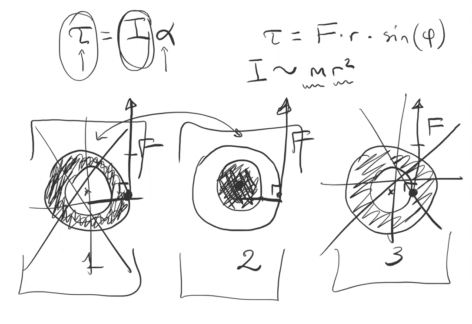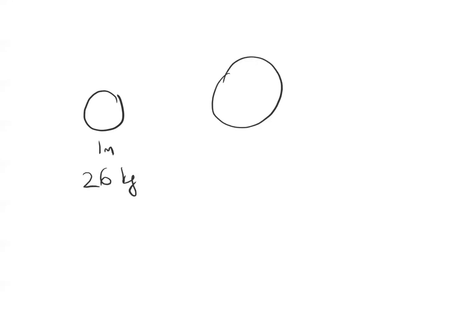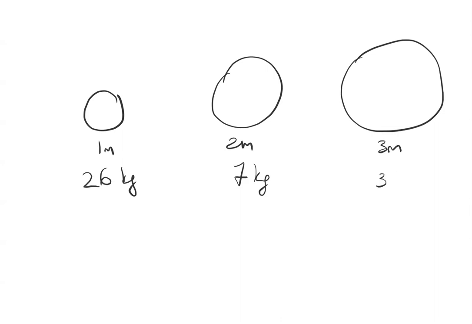Now let's move to question number 17.2, which is a similar question. In this question, you have 3 disks. One of them is small but heavy, 1 meter, 26 kilos. The second one is larger but lighter, 2 meters, 7 kilos. And the third one is even larger, even lighter, 3 meters and 3 kilos. The question is, which disk is harder to rotate around the middle? Now, this is not easy to guess because their sizes and masses change at the same time.